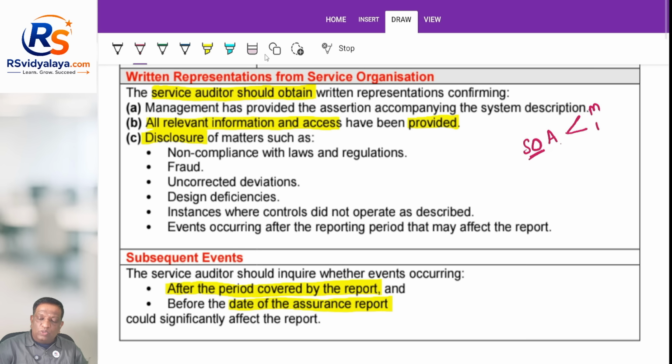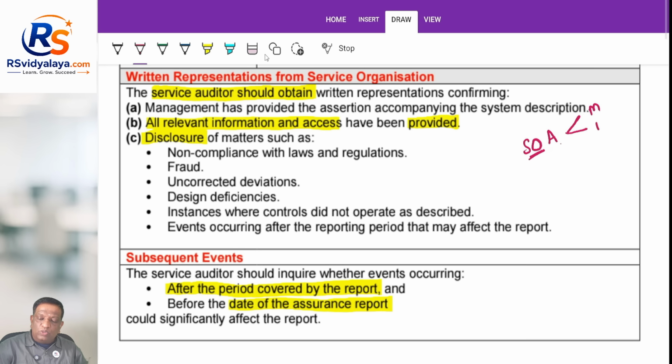The management has provided an assertion accompanying the system description, and second, all relevant information and access has been provided to the service auditor, because if access is not given and complete information is not given, that would become a limitation, and with that limitation the service auditor may have to go for a disclaimer. If the service auditor gives a disclaimer, then the user entity auditor cannot make use of his report at all. Therefore, the service organization auditor has to be given full access.